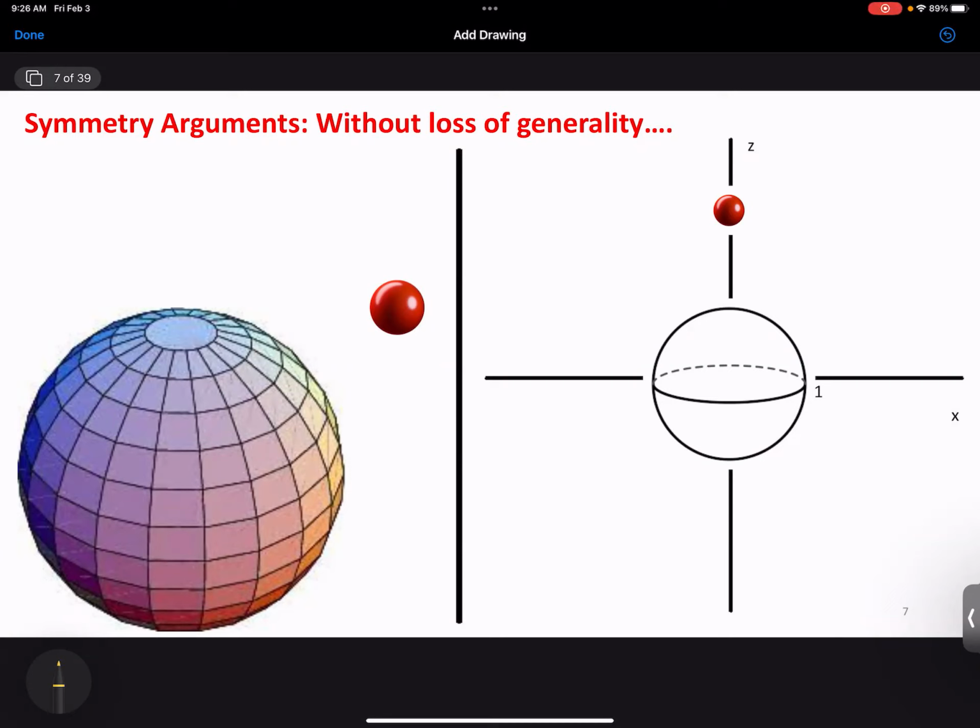Tic-tac-toe is a very easy game to analyze. How many opening squares are there for my first move in tic-tac-toe? 9. By symmetry, how many opening squares are there? 3. There's the 4 corners, and I can just rotate the board. They're all the same. There's the 4 middles. They're all the same. And then there's the center.